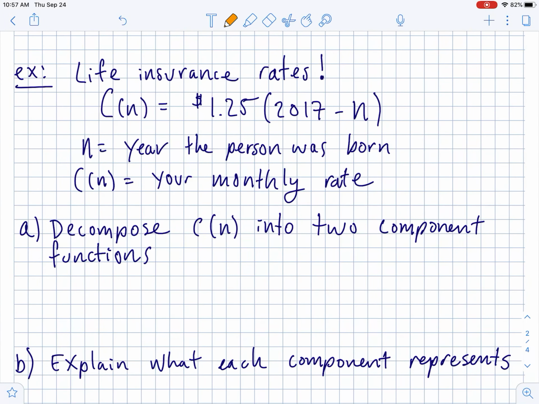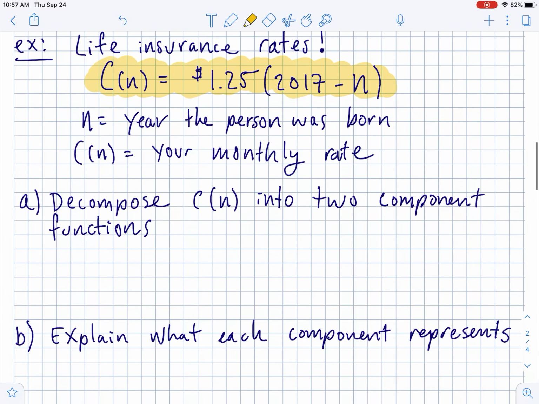Last problem, life insurance rates. So here's this master function, C of n equals $1.25 times 2017 minus n. N is going to be the year a person was born. C of n is going to represent your monthly insurance rate based off of your age.